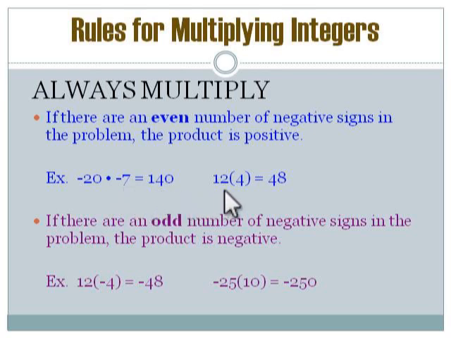But that's not true if they're both positive. Here we have two positive numbers. We have no negative signs. That's considered even, so our answer remains positive.